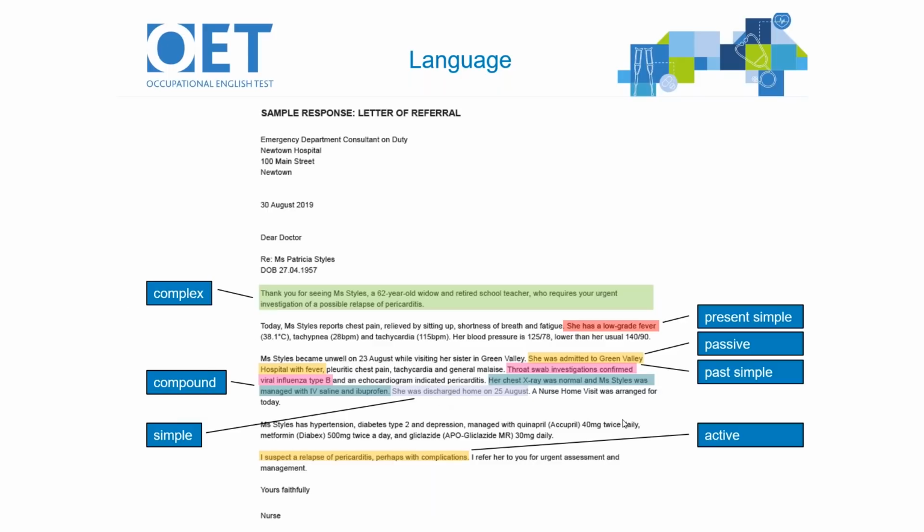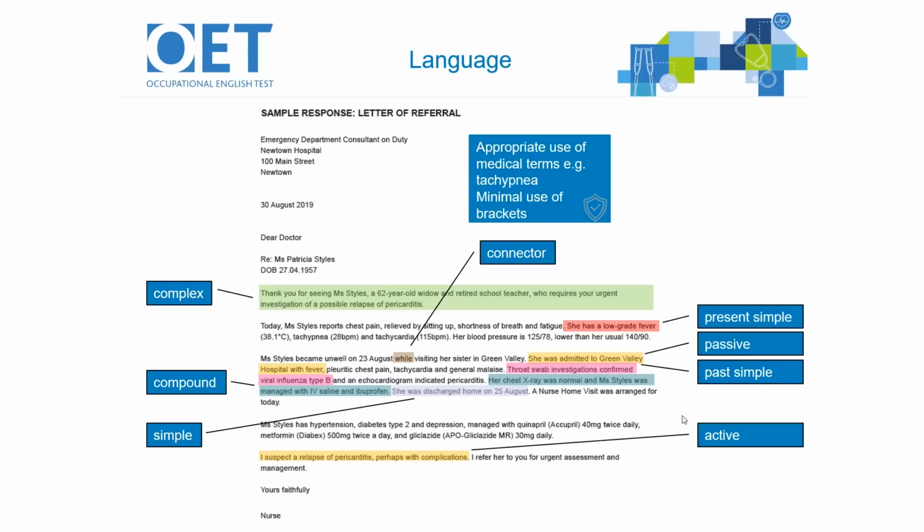Connectors have been used, but quite minimally in this letter. Here's an example of the connector "while" being used when appropriate to join these two parts of the sentence together. We can also see some other good points about this letter, that it has used some appropriate medical terms to replace the note forms. So in place of the abbreviations RR and HR in the case notes, they've used medical terms. And there's been minimal use of brackets.